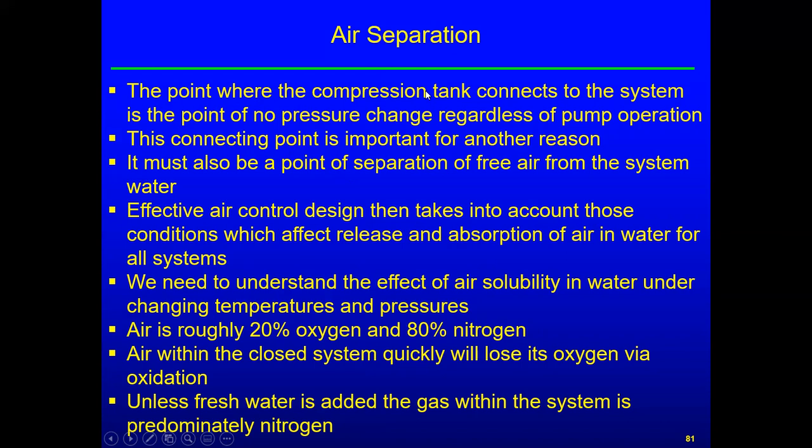Air is roughly 20% oxygen, 80% nitrogen, 21-79 really, but 20-80 is fine. Air within the closed system quickly will lose its oxygen via oxidation. Okay, so we talked about that earlier. When you first fill a system, you've got air in it, but when you start circulating it around, you don't have to worry about the oxygen being there very long because oxygen is so reactive. It'll find something to react with, and so it'll form a little bit of corrosion someplace.